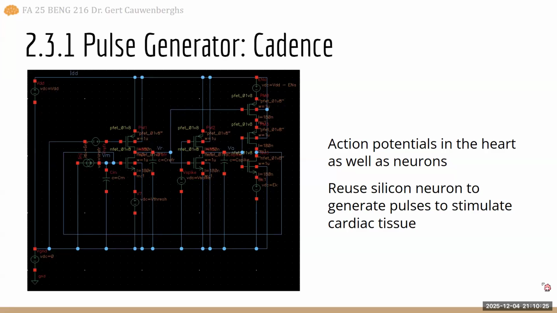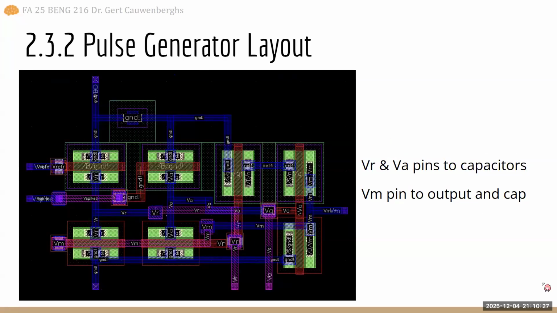So here, this is the pulse generator layout that Alex has built with a BR and BA pins to capacitors, and then the BM pin to output and a capacitor.